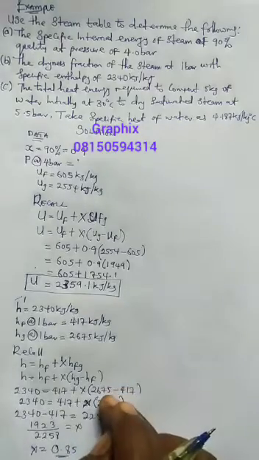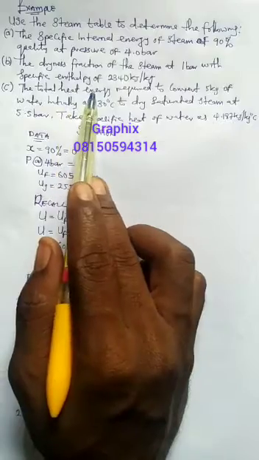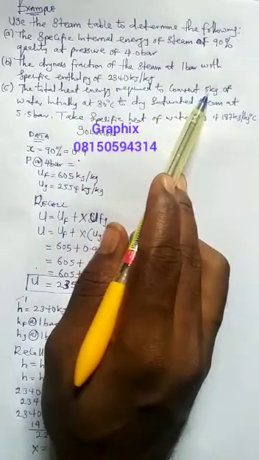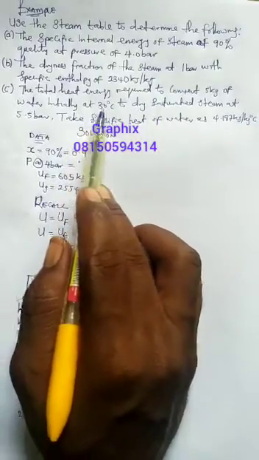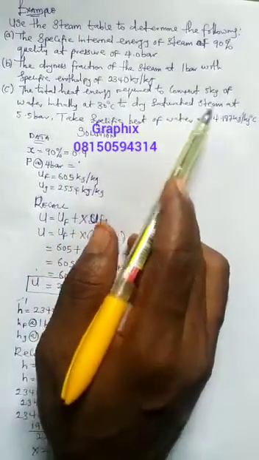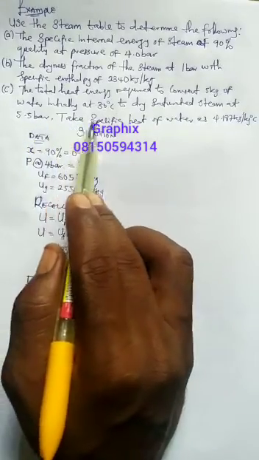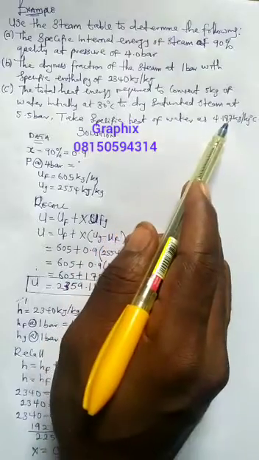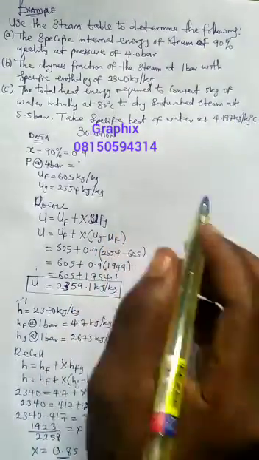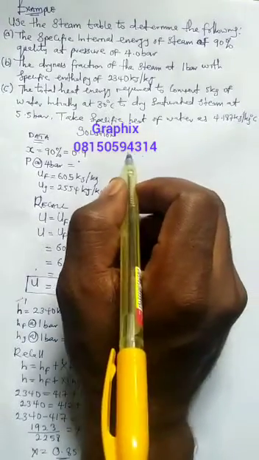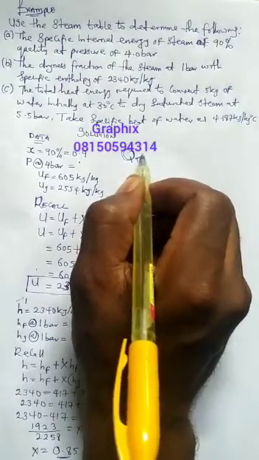So for part C, it says we should calculate the total heat energy required to convert 5 kg of water, initially at 30 degrees, to dry saturated steam at 5.5 bar. Take specific heat of water as 4.187 kJ per kilogram degree Celsius. Now we know that the total heat, QT, is equal to what?